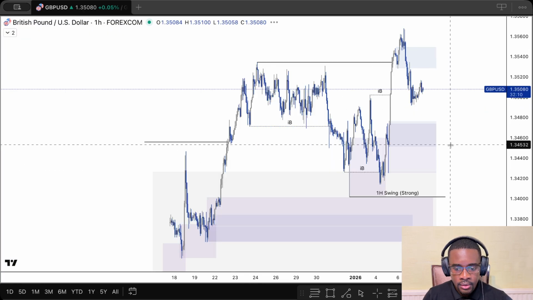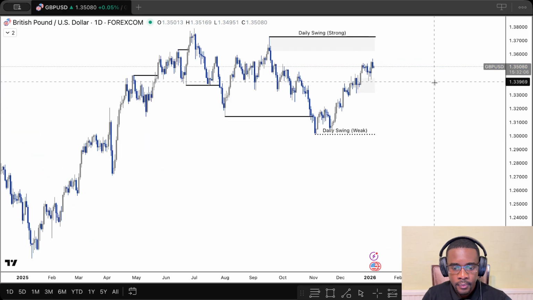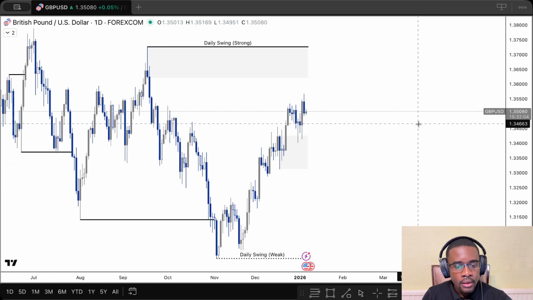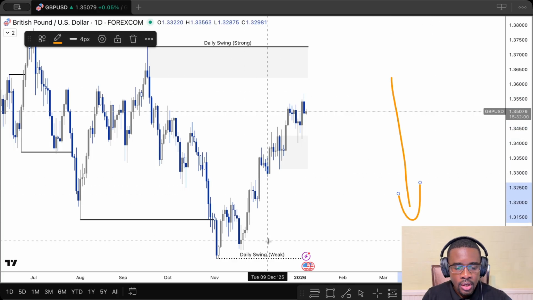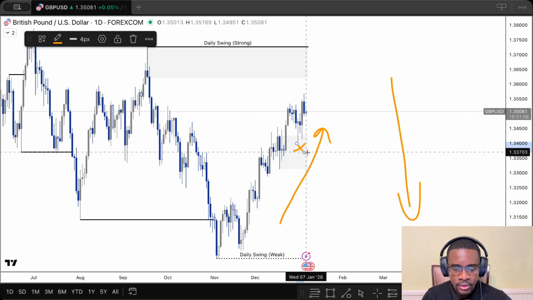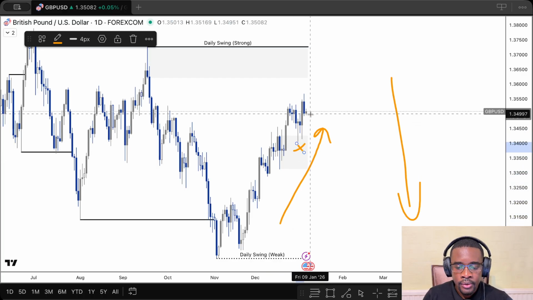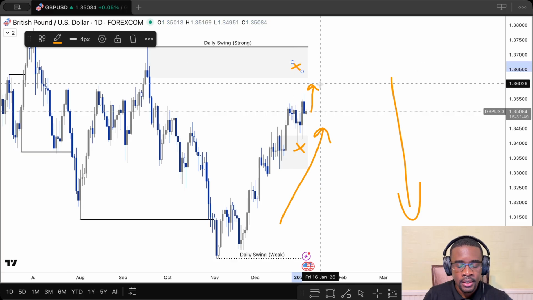So looking at the British pound, swing, daily is bearish, internal is bullish, and we are reacting from this bullish POI, daily POI. So expectation is that price will continue until we mitigate that daily supply.